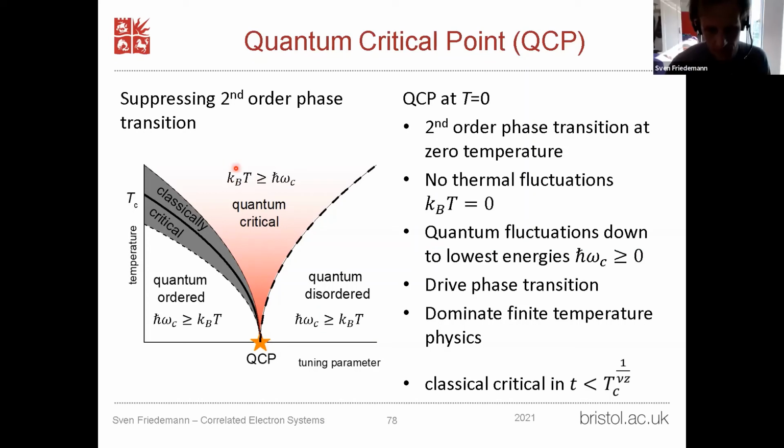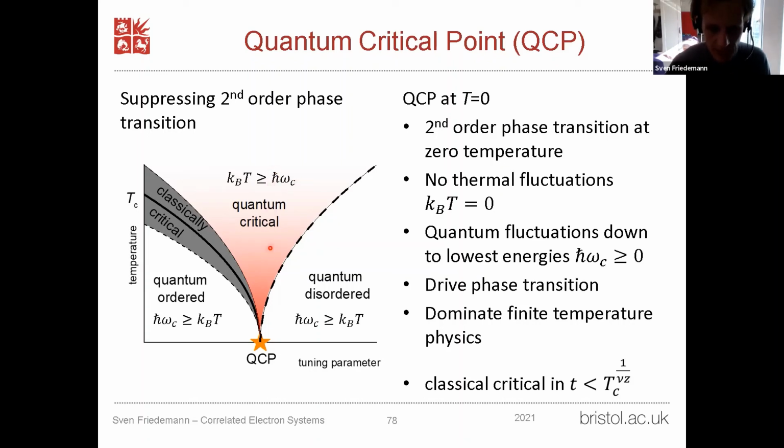If the thermal fluctuations are larger than the energy difference between the ordered and disordered state, it means that there are more thermal fluctuations happening than the inclination to go into one or the other state. And that means you can't actually tell. If something is noisy, essentially, if the noise is larger than the signal, you can't tell that there's a signal. And that's essentially similar here: the system can't tell where it's going to end up as long as it's fluctuating with a thermal energy that's much larger than the quantum energy.